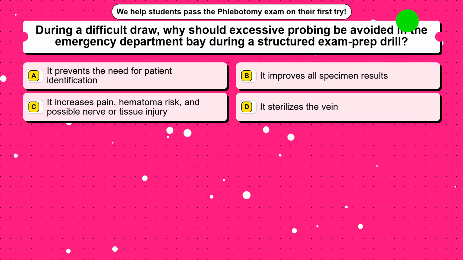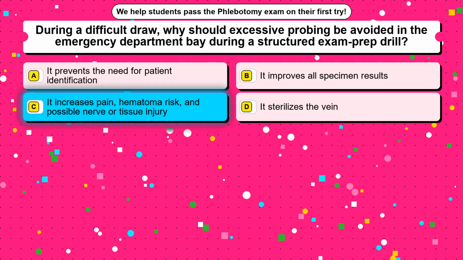Question 25. During a difficult draw, why should excessive probing be avoided in the emergency department bay during a structured exam prep drill? Option A. It prevents the need for patient identification. Option B. It improves all specimen results. Option C. It increases pain, hematoma risk, and possible nerve or tissue injury. Option D. It sterilizes the vein.